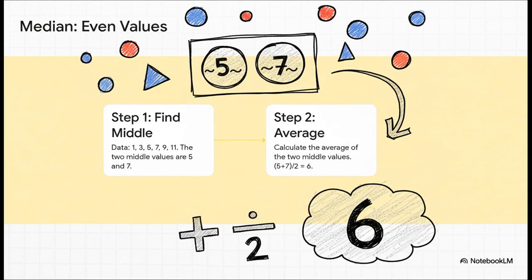Okay, but you might be thinking, what if there's an even number of values? Then there's no single middle number. And you're right, but it's no big deal. So look here, we've got 6 values now. We find the 2 numbers in the middle, which in this case are 5 and 7. All you do is find the average of those 2. So 5 plus 7 is 12, divide by 2, and our median is 6.